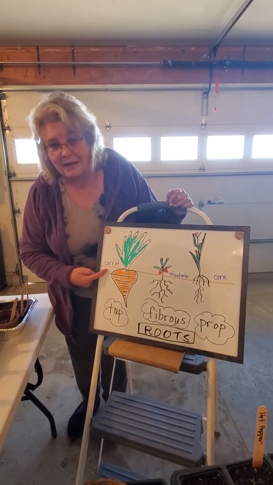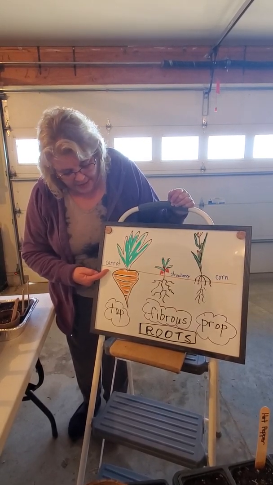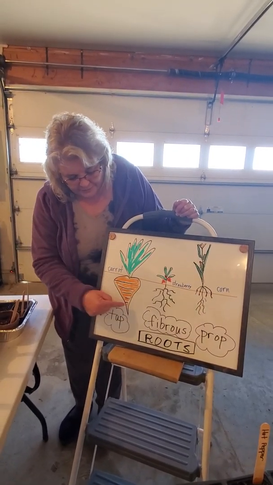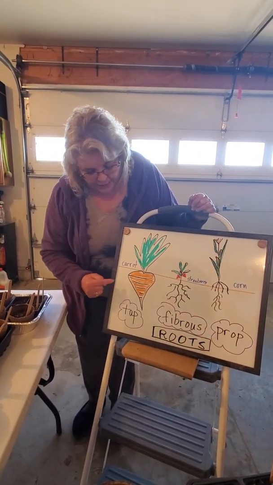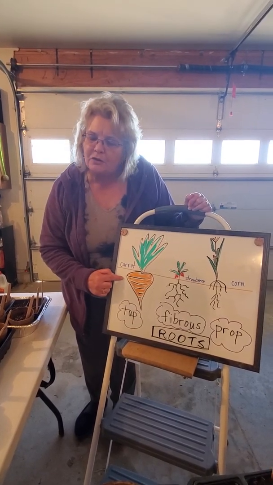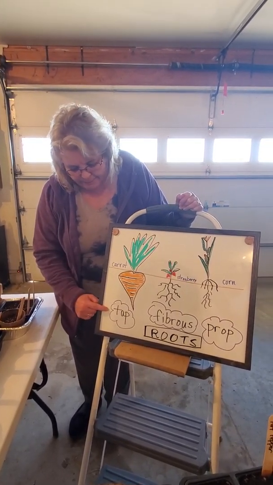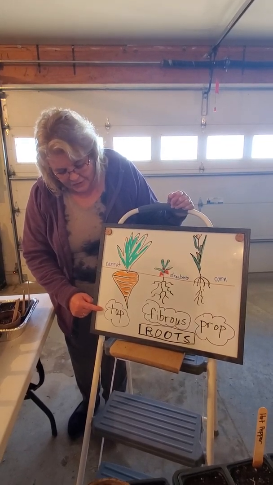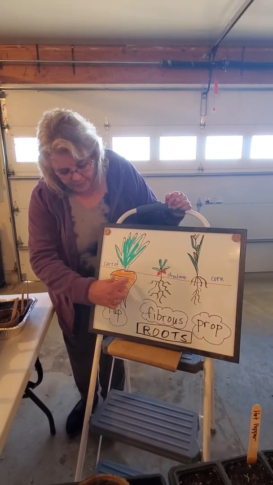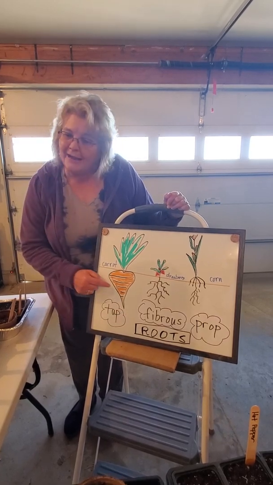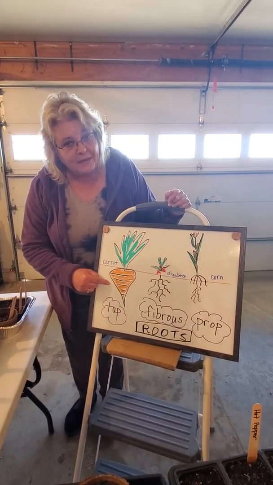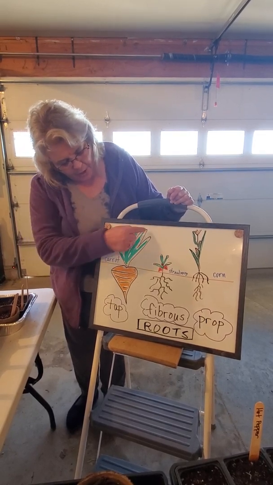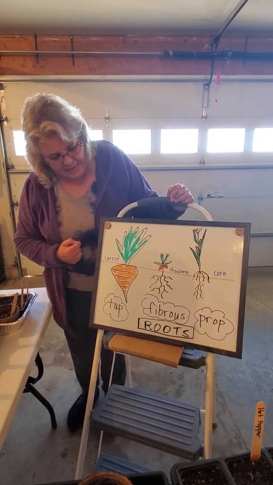This one's supposed to be a carrot. And on the carrot, if you look, we eat the root part. We eat the part that is below the ground. And this is a special kind of root. It's called a tap root. And a tap root is like one big solid root. Radishes and all types of beets are also tap roots. And then the leafy part is the part on the top.